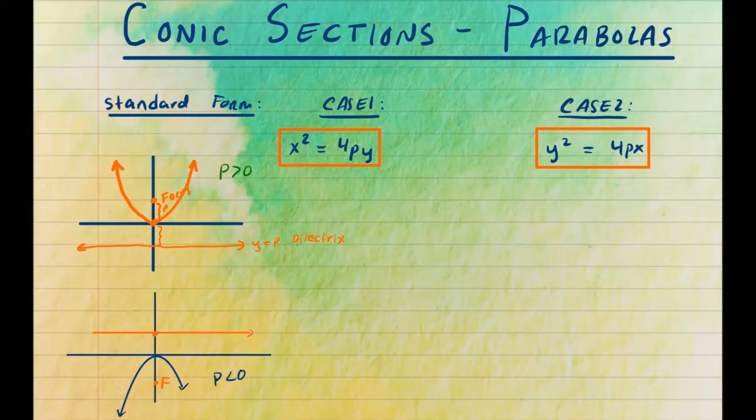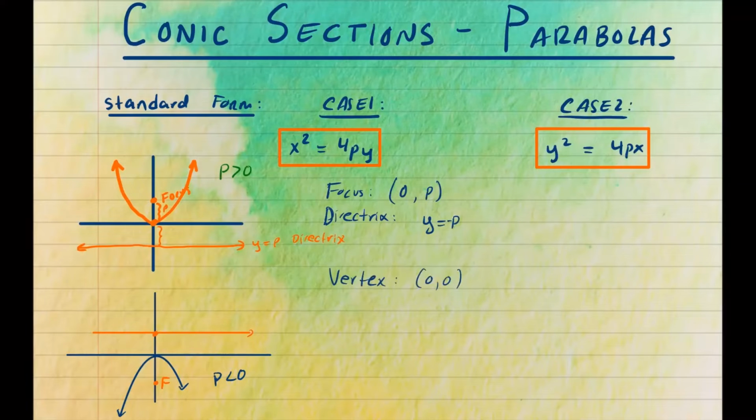So for this equation, we can write down the focus of this equation would be 0, comma p, and the directrix would be the equation y equals negative p. And we can also talk about the vertex, which would be 0, comma 0. So this is the vertex of the parabola.